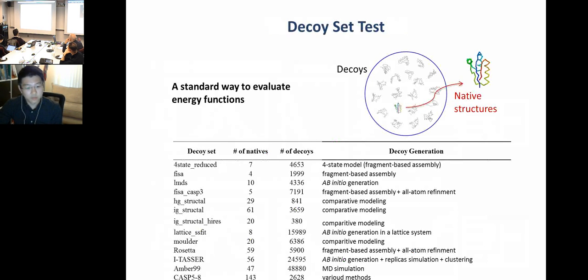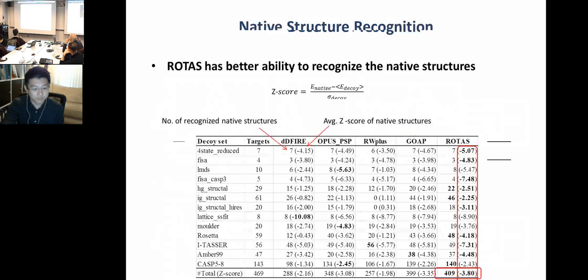So the performance of ROTAS was evaluated using decoy sets. Each decoy set was developed by different research groups with different methods. And so we collected a total of 469 targets. First of all, we assessed the ability for recognizing the native structures from decoy models.